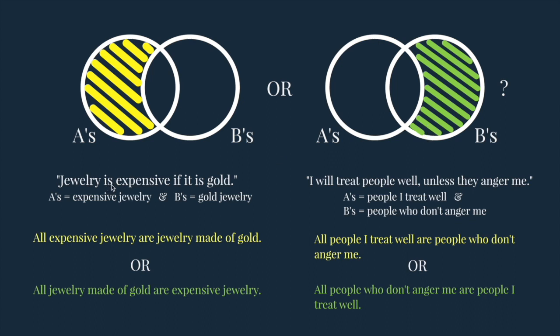This one says, all right, jewelry is expensive if it is gold. So if something is gold jewelry, then it's going to be expensive jewelry. Well, B is my set of all gold jewelry, and A is my set of all expensive jewelry. Here, the only available region of gold jewelry that's left after I've done this shading is the part of the gold jewelry set that's also in the expensive jewelry set. So yeah, here what I've got is if something is gold jewelry, then it's also necessarily in the expensive jewelry category. Yeah, all jewelry made of gold are expensive jewelry.